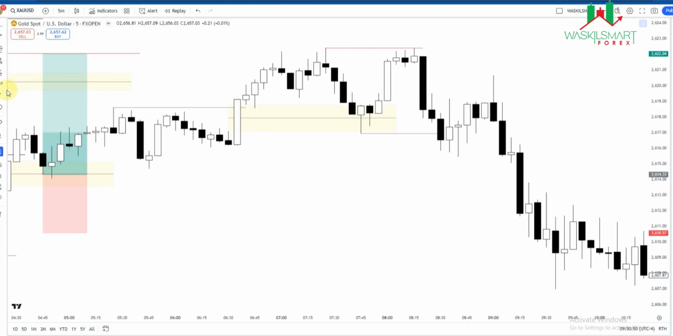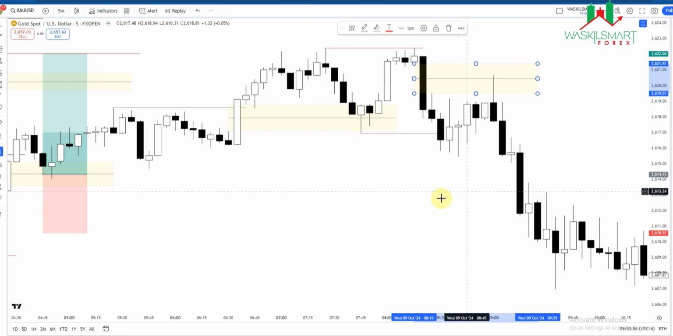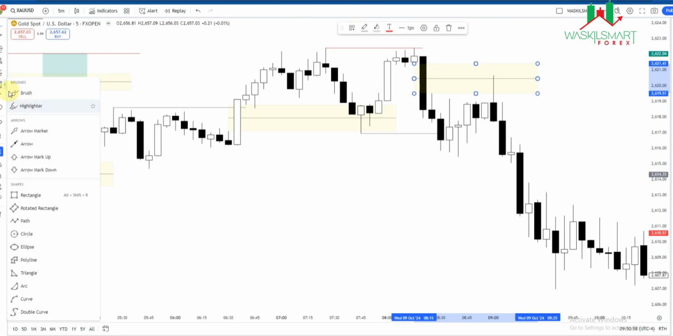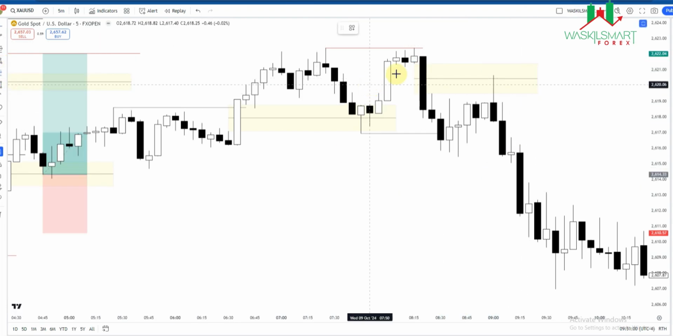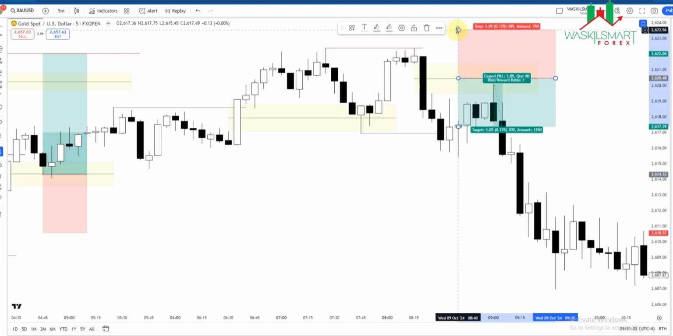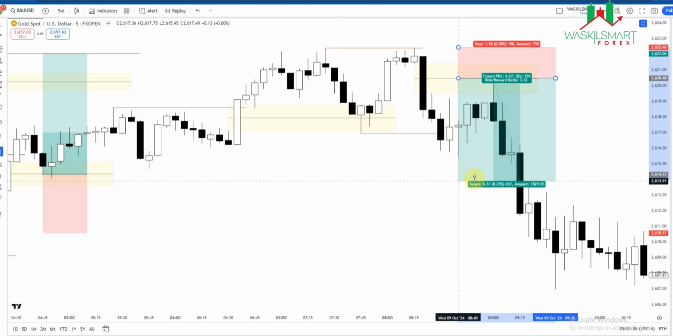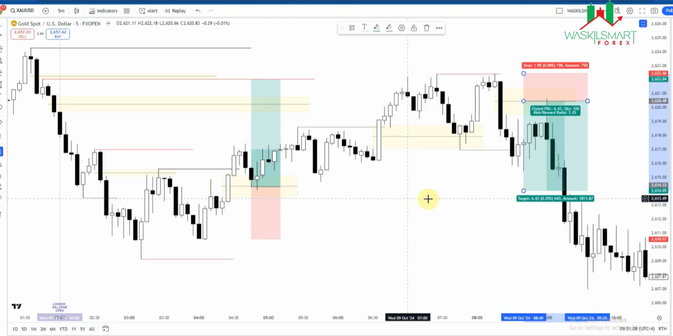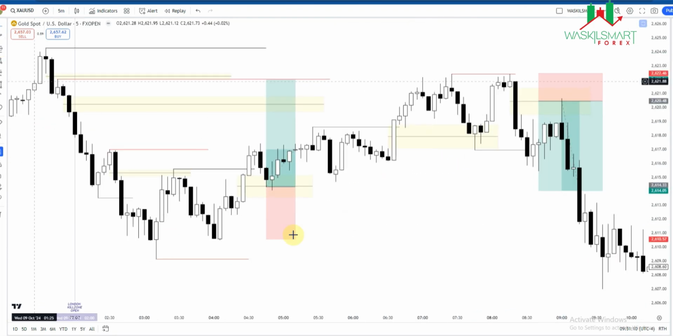Then look for the fair value gap to be a seller, and that is it. That is the whole trade you are looking out for. This is just on intraday. Put your stop loss above here. Then look for 1 to 2, or look for the internal range. Where is the external? This is the external here.